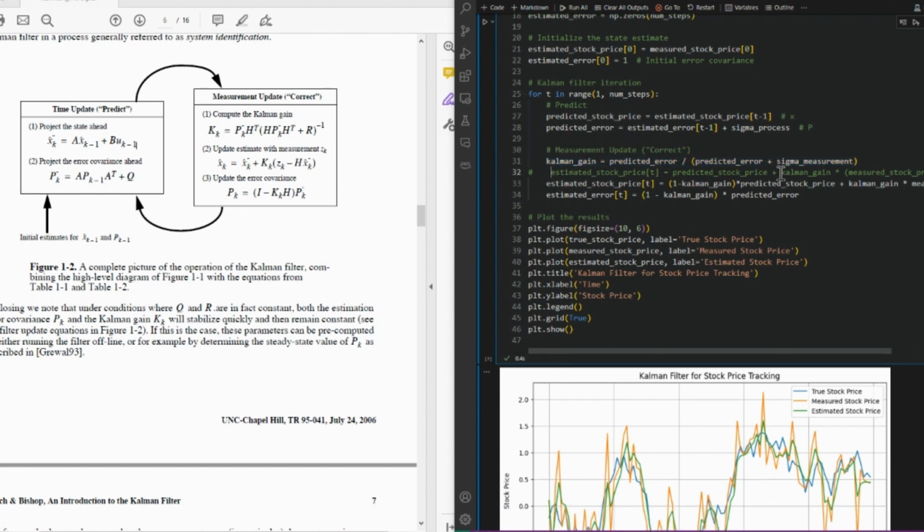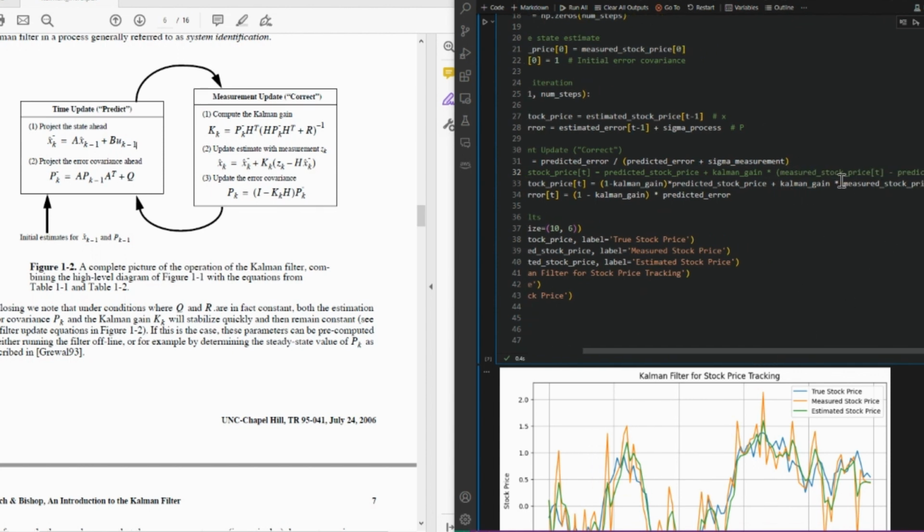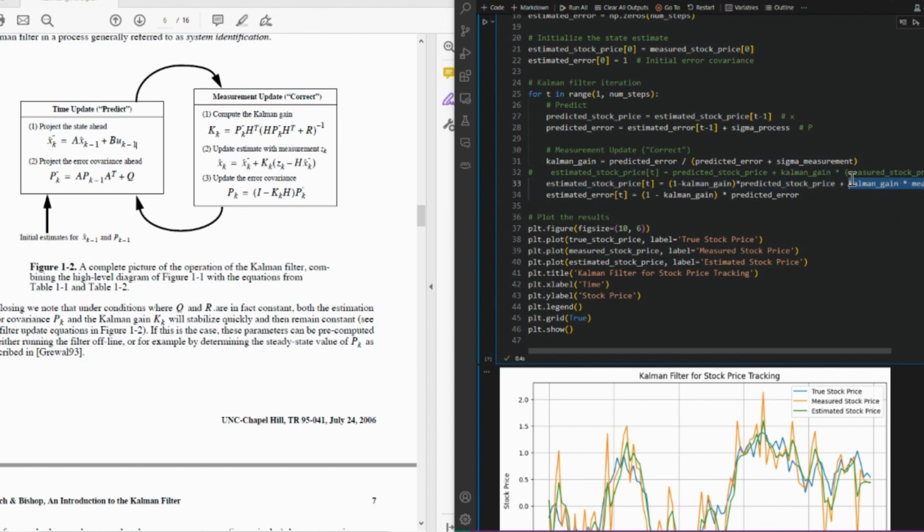Line 32 is the same line as line number 2 in the diagram. However, I feel it's a little bit more intuitive if you rewrite the same thing a little bit differently. So we are saying Kalman gain, or the weight on the measurement, is one thing. So we give Kalman gain as the weight to the measurement and 1 minus that to the predicted stock price. Predicted stock price is the prediction from last time period, right? So the estimate is just a weighted average of prediction and measurement. And Kalman gain is the weight on measurement. 1 minus Kalman gain is the weight on prediction.